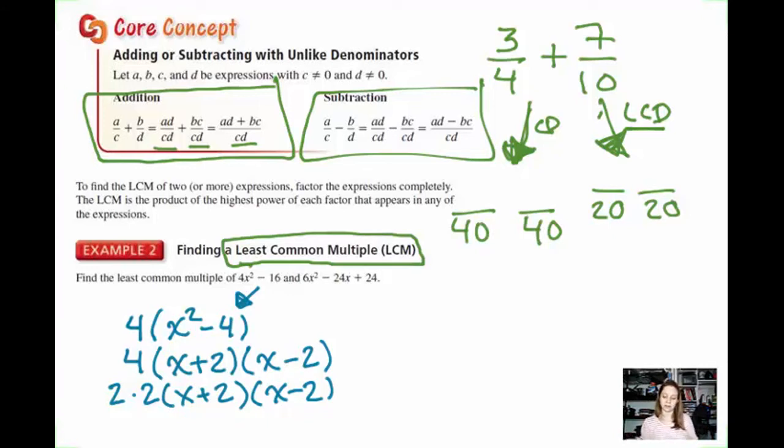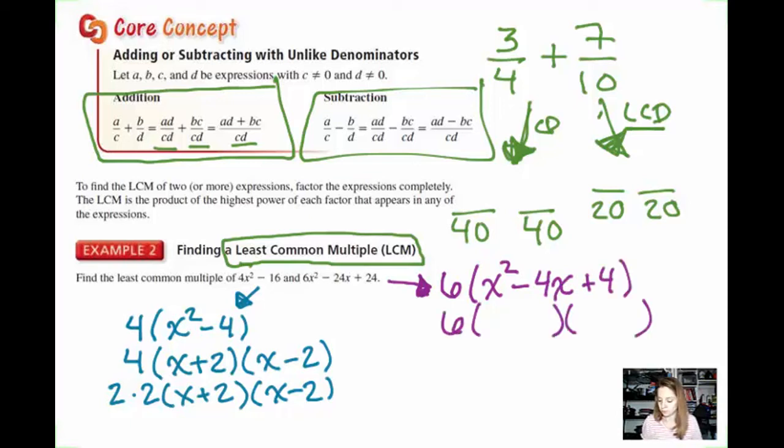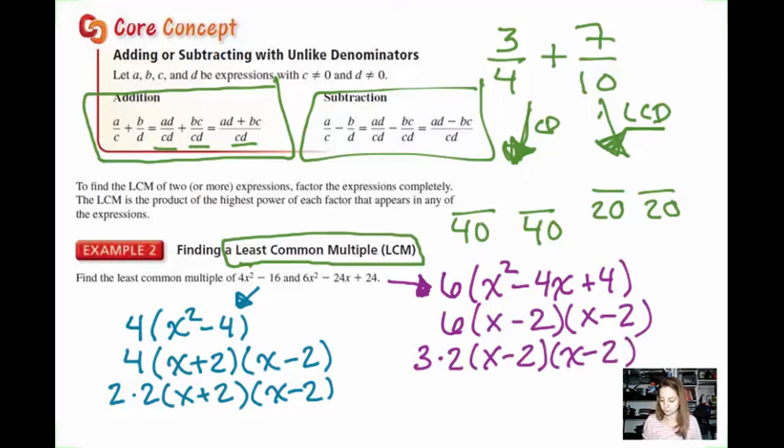So I've completely factored that first polynomial, and now I'm going to completely factor the second, the quadratic trinomial. I'm going to take out 6, the GCF of 6. So I'll get x squared minus 4x plus 4. Then I can factor that trinomial, x minus 2 times x minus 2. And I'm going to get the prime factors of 6. So 3 times 2 times x minus 2 times x minus 2. Okay, so first step, I've completely factored both expressions.